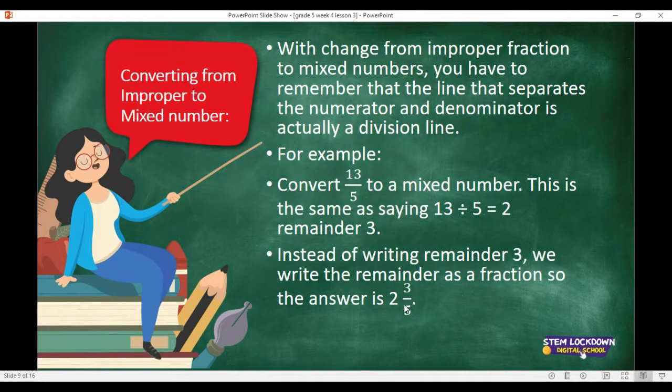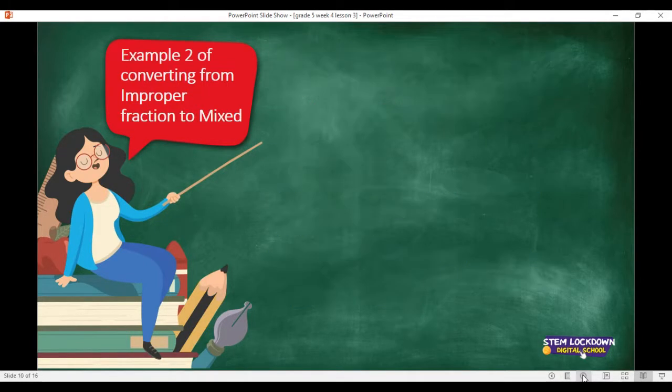Where do you get the 5 from? You get the 5 from here. It was 13 over 5, so our denominator doesn't change. So it's 2 wholes and 3 over 5. So that is how we do it. This one is easier.